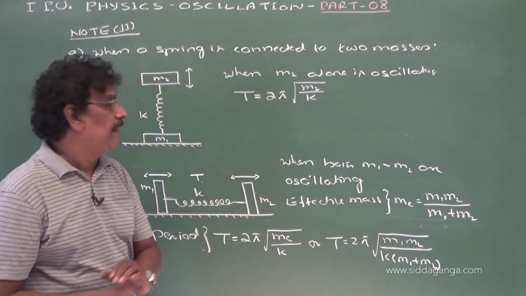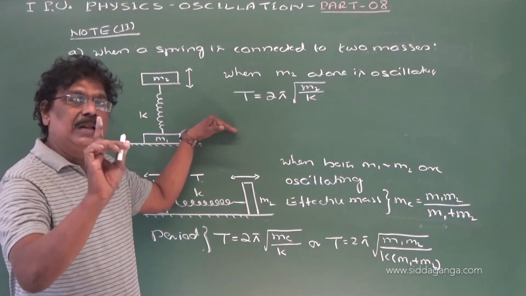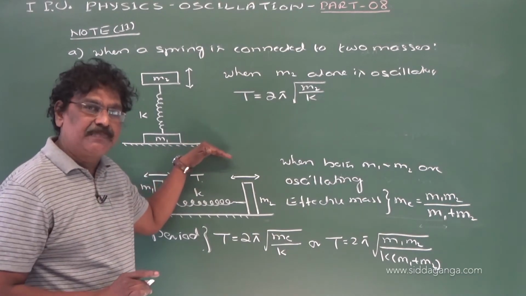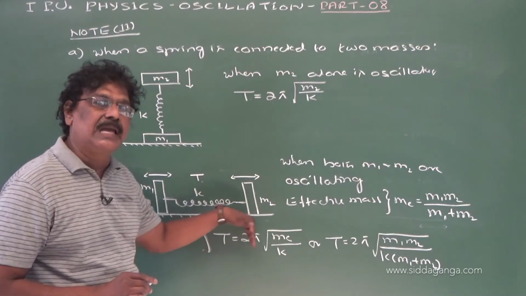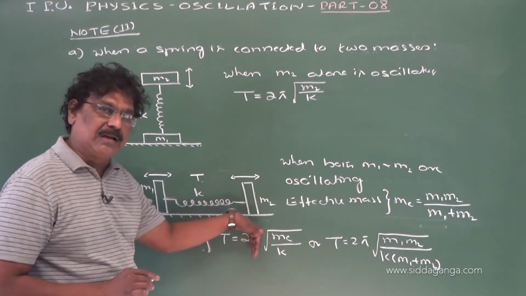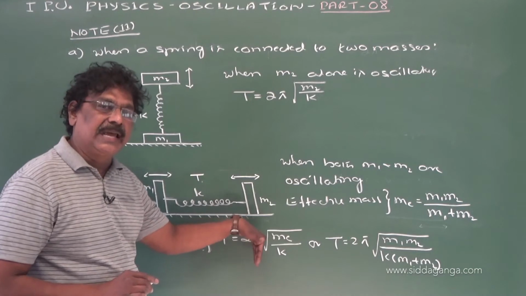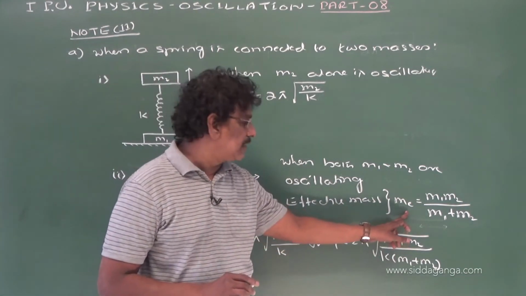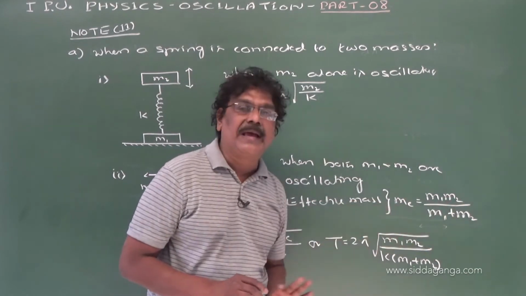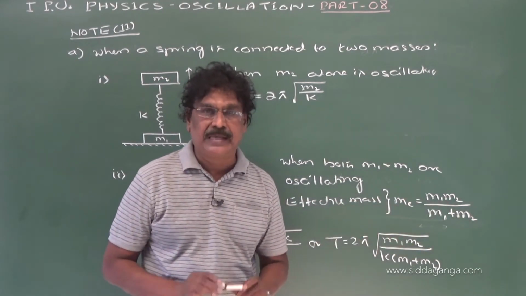Now this is how we can obtain the period of oscillation when a spring is attached to two masses. In the first case only one mass is oscillating, but in case 2 both the masses m1 and m2 are oscillating. Remember here the effective mass changes. The effective mass of the system is m1 m2 by m1 plus m2. Is that clear?